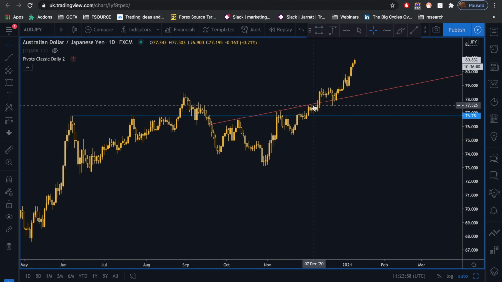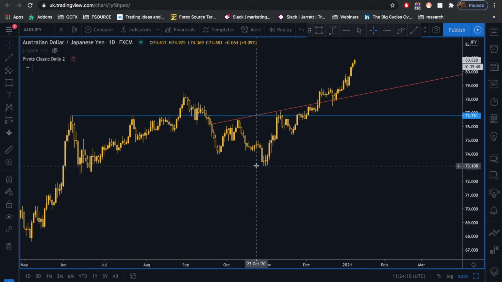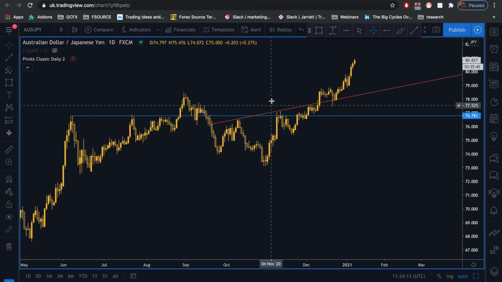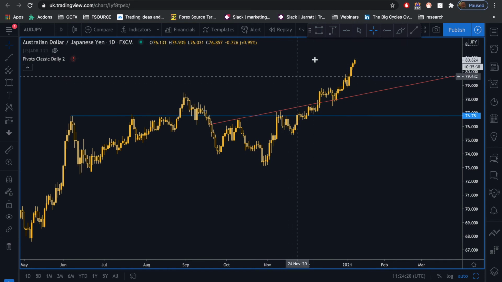I entered on the break of this neckline, stops just running below that 75.34, and target is the height of this pattern. So the 77 down to 73, so around 400 points. So you're looking 78, around sort of 82 is your measured target there for the head and shoulders pattern.